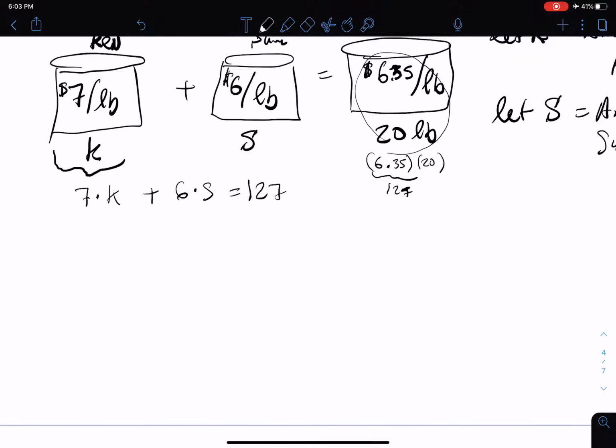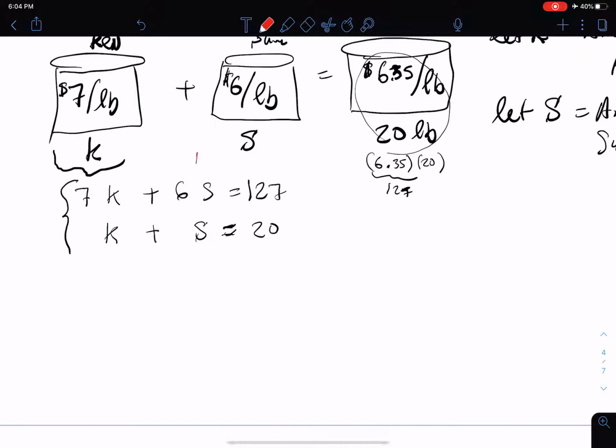So there's the beginning of our system of equations. I probably don't need that multiplication dot there; that might just confuse it a little more. And then what's the easy equation? The number of pounds in the Kenyan pot is K plus the number of pounds in the Sumatran pot is S, and it better equal the total after we blend it, which is 20. Just like before, I think this is going to be very easy if we use elimination.